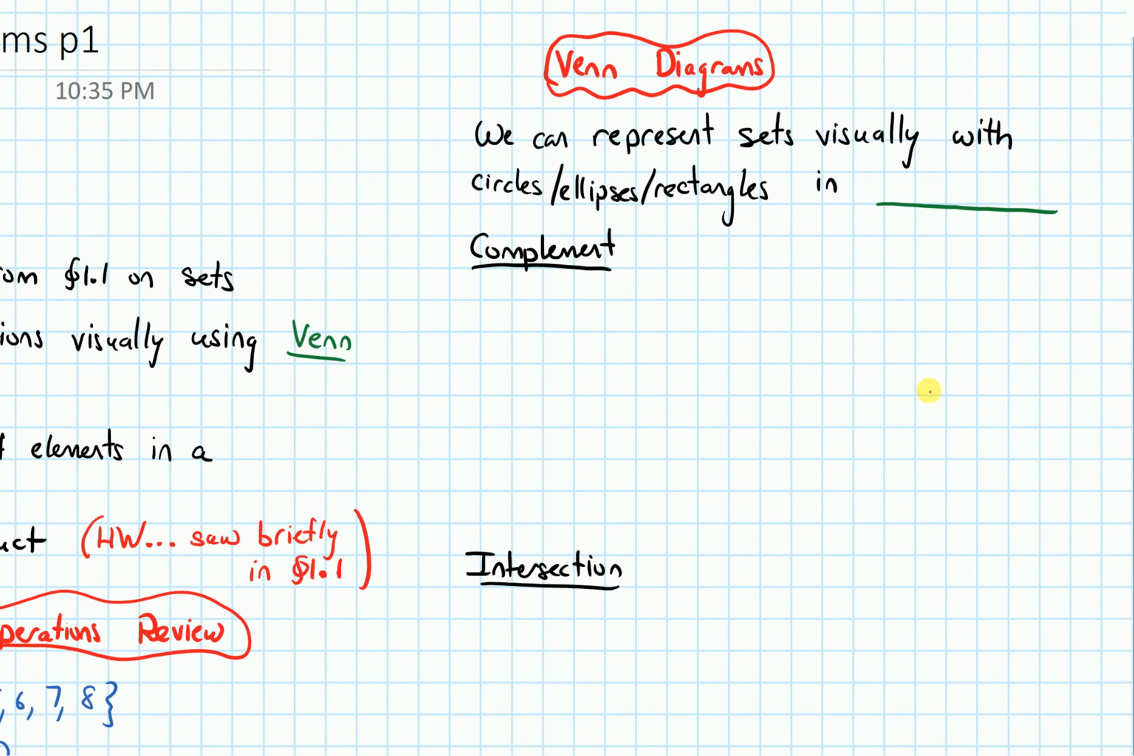In this video, we are going to talk about Venn diagrams. You likely may have seen Venn diagrams in previous courses. We talk about sets kind of implicitly in real life scenarios all the time, and one of the common ways that we describe them is using Venn diagrams. So we can represent sets visually with circles, ellipses, rectangles, shapes in what are called Venn diagrams.